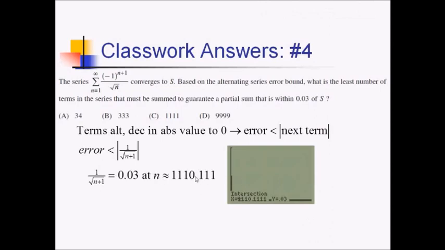So that's our magic n value. That isn't one of the answer choices, but I mean, why would it be? You can't have a fraction of a term index. So because the error bound is getting smaller and smaller as you increase the number of terms, that means to get the desired error bound here, we need to go to the next term in the series. So that would be term 1111. So that's going to be choice C.